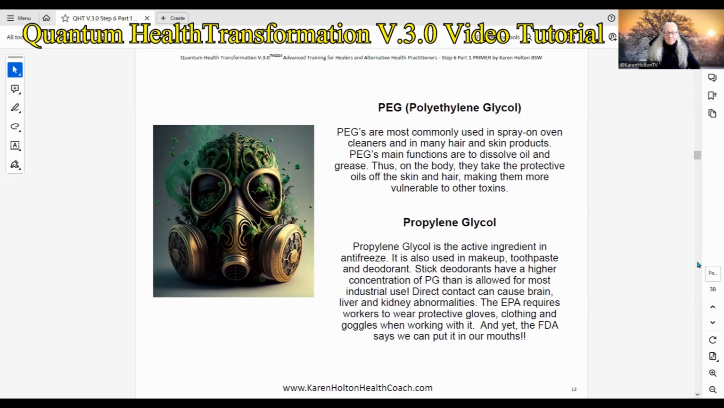Propylene glycol. Propylene glycol is the active ingredient in antifreeze. It is also used in makeup, toothpaste, and deodorant. Stick deodorants have a higher concentration of PG than is allowed for most industrial use. Direct contact can cause brain, liver, and kidney abnormalities. The EPA requires workers to wear protective gloves, clothing, and goggles when working with it, and yet the FDA says we can put it into our mouths.